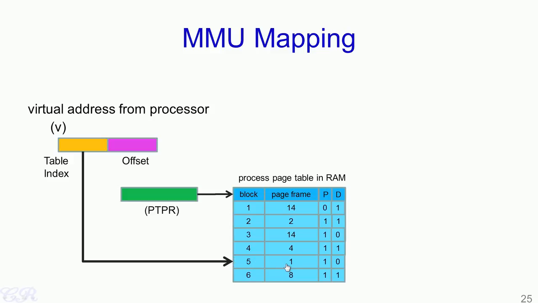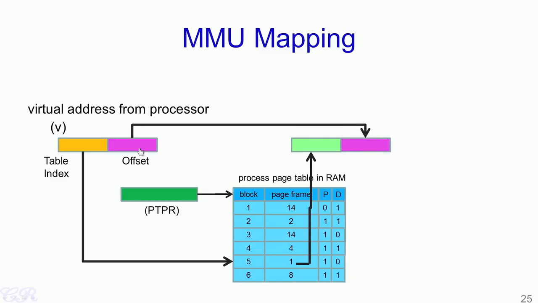So, from here the corresponding page frame is taken and it forms part of the physical address. Now, the second part of the physical address is directly taken from the offset. In this way we would then create what is known as the physical address, and it is this physical address that is used to access or to address the RAM or the main memory.